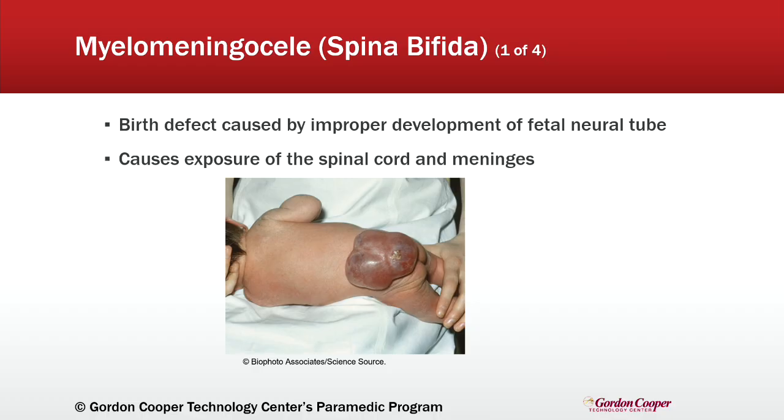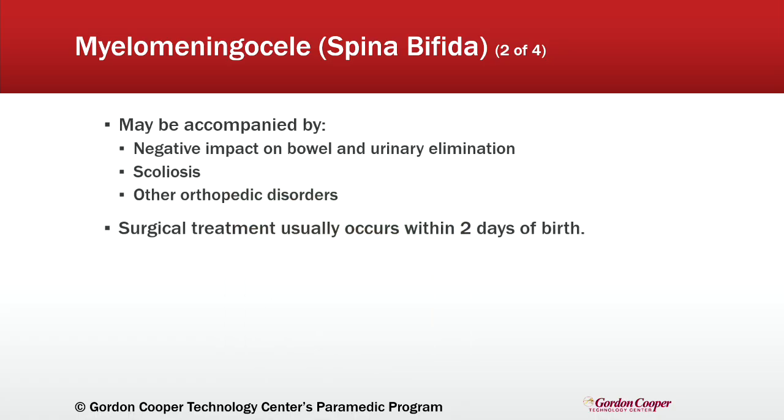All right, spina bifida is a birth defect caused by improper development of the fetal neural tube. It's a defect of the vertebral column that creates an opening that exposes the spinal cord and the meninges. This exposure leaves the spinal cord and meninges vulnerable to the outside environment. It may cause problems with bowel and urinary elimination, and patients may also develop scoliosis or other orthopedic disorders. Surgical treatment usually happens within 2 days of birth, and in some cases, surgery is performed while the patient is still in the mother's uterus, or in utero.